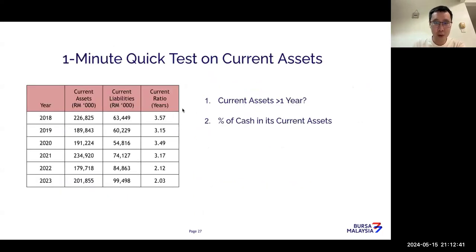Now, do the 1 minute quick test. You may want to actually compile this data, current asset and current liability, and from there you see the pattern. So the questions that you may want to ask is this: is the current ratio more than one or is it below one? That's number one. And number two, you want to actually also know the proportion of cash inside its current assets. Okay, so that is actually very important. So the more cash, the better.